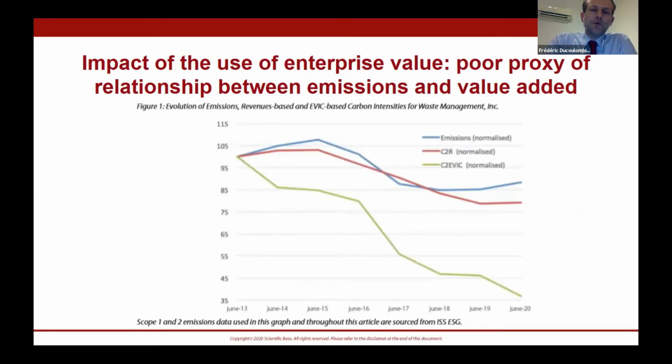So this shows an example where we look at the emissions in blue and look at the carbon intensity computed with revenues in red, and the carbon intensity computed with the enterprise value in green. And what we see here is that due to very buoyant stock market performance, the intensity expressed with EVIC, enterprise value, does fall over time when the emissions fall far less rapidly. And while you have pretty good correlations with revenue here, the link between emissions and enterprise value is not obvious, and this gives you the wrong picture about the intensity.